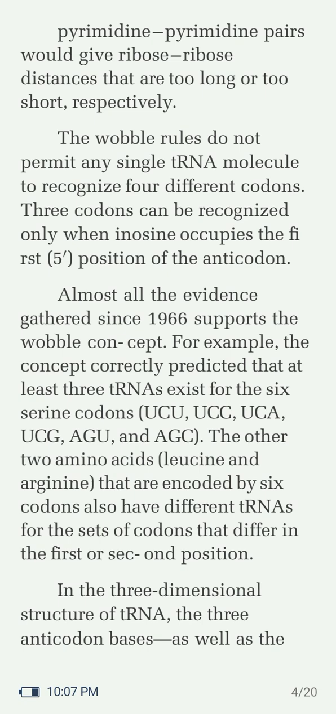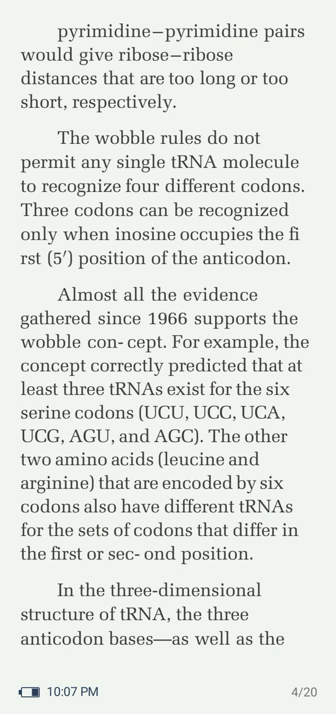Almost all the evidence gathered since 1966 supports the wobble concept. For example, the concept correctly predicted that at least three tRNAs exist for the six serine codons UCU, UCC, UCA, UCG, AGU, and AGC. The other two amino acids, leucine and arginine, that are encoded by 6 codons also have different tRNAs for the sets of codons that differ in the first or second position.